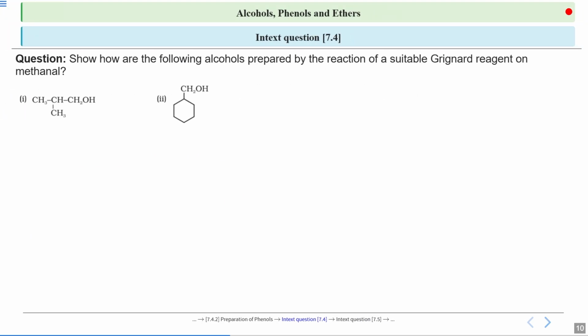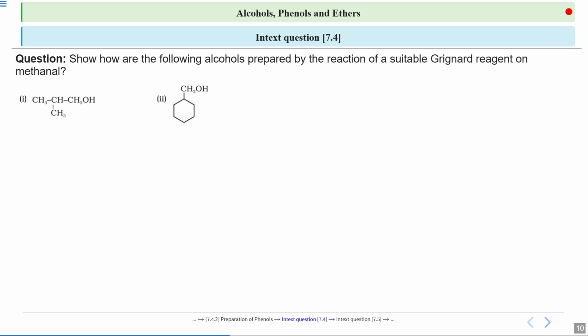Let's solve in-text question 7.4. The question is, show how the following alcohols are prepared by the reaction of a suitable Grignard reagent on methanal. Methanal is an aldehyde, or you can also call it formaldehyde. You have to show that the two given structures of alcohols are prepared by the reaction of formaldehyde and a suitable Grignard reagent, and how the reaction happens. That you have to tell.